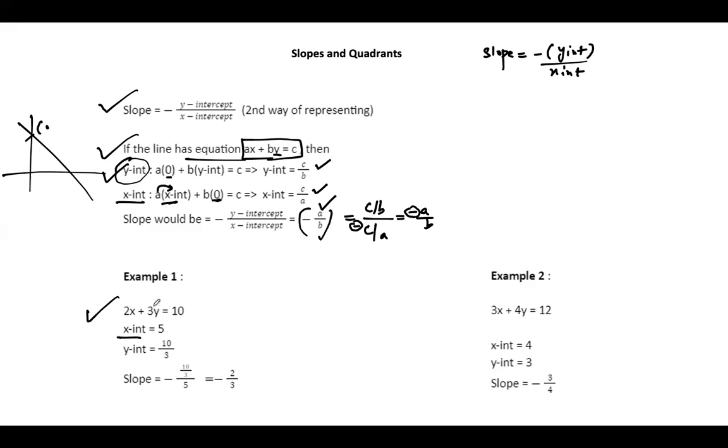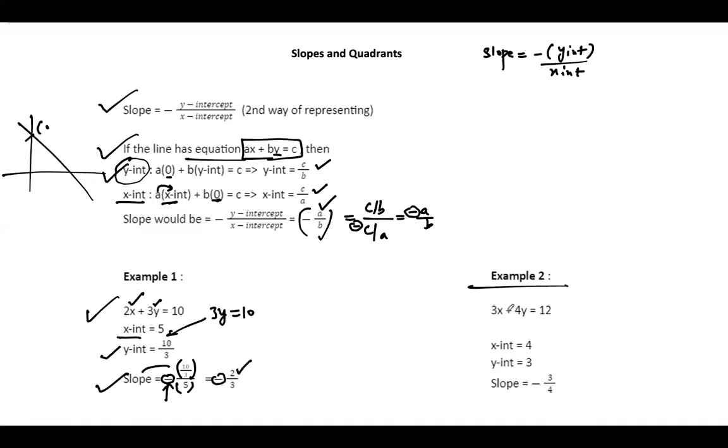X-intercept, how will you find? By taking y is equal to 0. So x-intercept comes out to be 5. Similarly, in order to find y-intercept, I'll take x is equal to 0. So I'll get 3y is equal to 10. So y comes out to be 10 by 3. What will be the slope? Minus of y-intercept, which is 10 by 3, divided by the x-intercept, which is 5. So my result comes out to be minus 2 by 3.